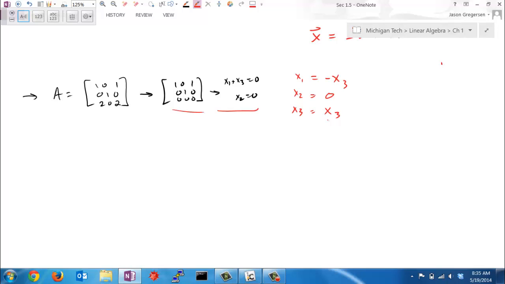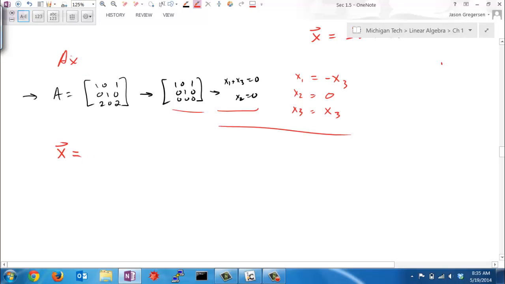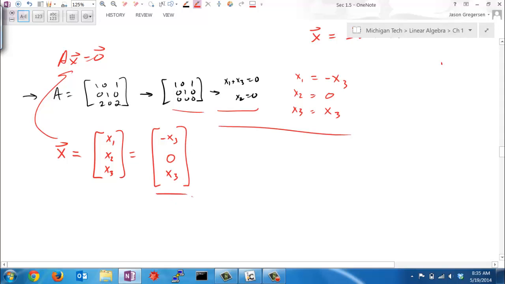Now I want to write this solution in parametric form. Here's my solution as a vector. I'm writing Ax equals 0 vector. This is my solution as an x I can plug in here to get a true statement. What that x is, it has the components x1, x2, x3. But now I have values for those things. x1 is negative x3. x2 is 0. x3 is x3. So this is my solution vector.